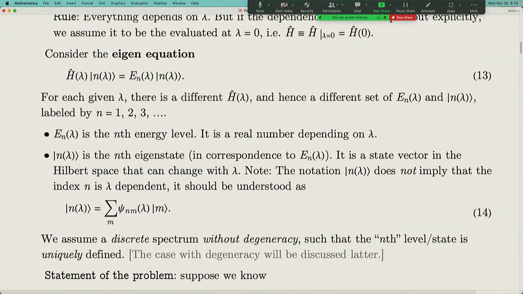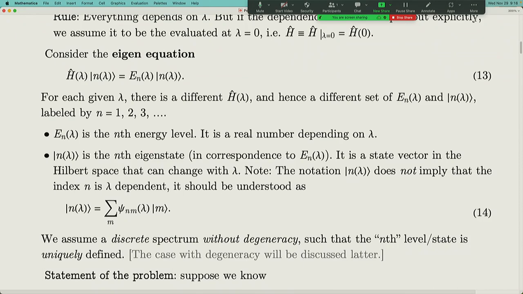So I'm writing the eigenequation in this way, so that all the eigenenergies will be labeled by an integer n, and all the eigenstates will also be labeled by the integer n. So this E_n of lambda is the nth energy level. It is also a real number, because the Hamiltonian is a Hermitian operator, so the eigenvalue is a real number that depends on lambda. And this |n(lambda)> denotes the nth eigenstate corresponding to this eigenvalue. It is the state vector in the Hilbert space that can also change as lambda changes.